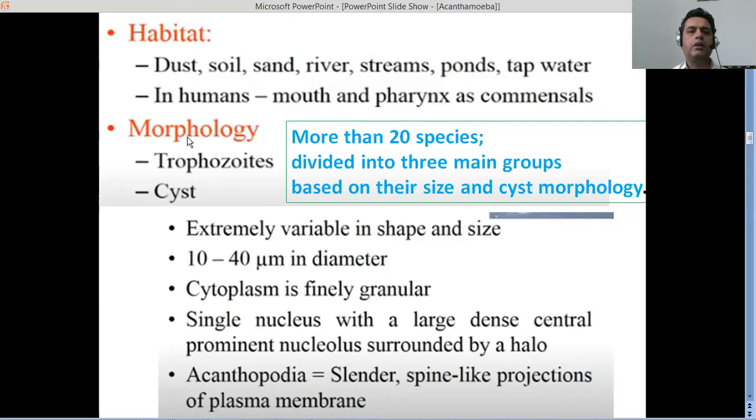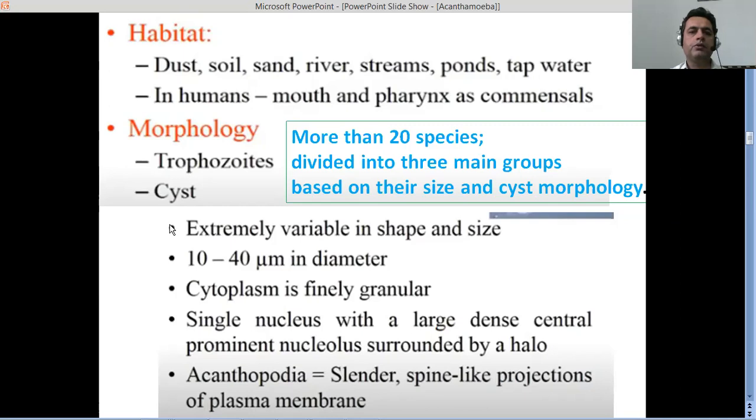And if you look at the morphology of this parasite, it is found in two different forms: the trophozoite form, which is the active form, and the cyst form. And these more than 20 species of this particular parasite are divided into three main groups based on their size and cyst morphology. The cyst morphology is important for this grouping. They are divided into three main groups based on the morphology of the cyst.